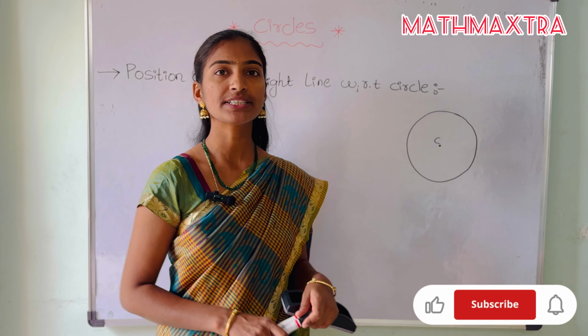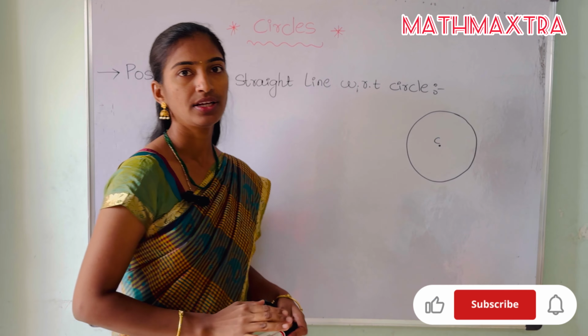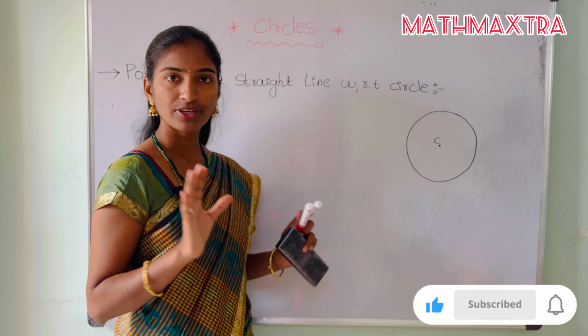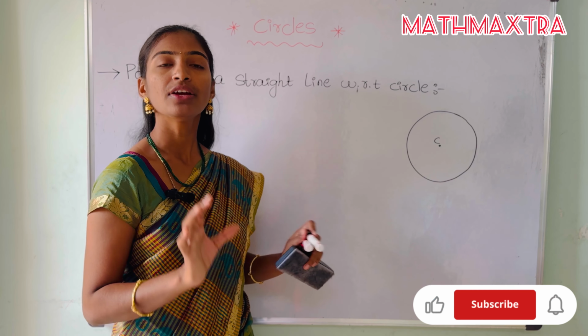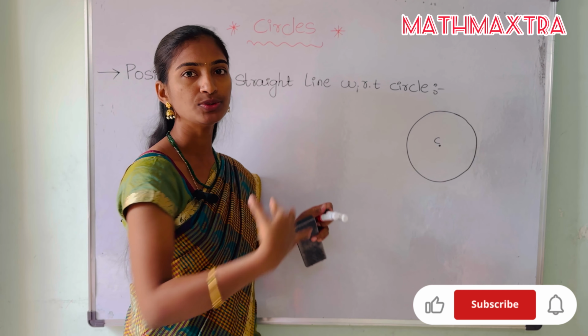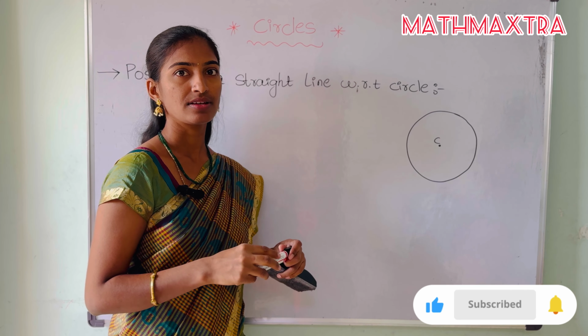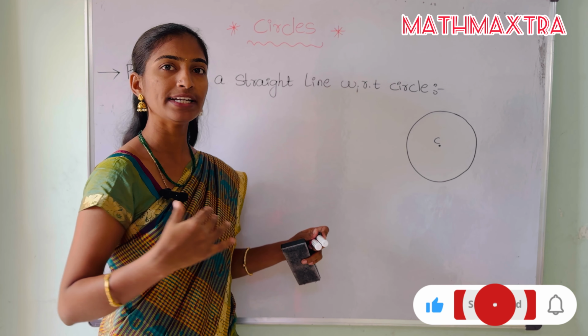Today we will discuss the position of a straight line with respect to a circle. Means we have one line. We will be given one line. We have to decide the position of the straight line with respect to the circle. So there are three cases. We will discuss them one by one in detail.